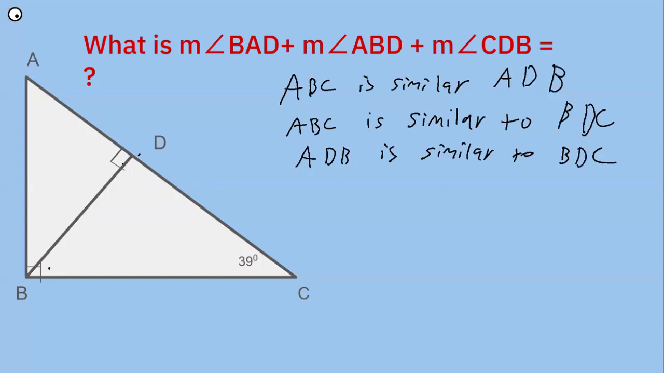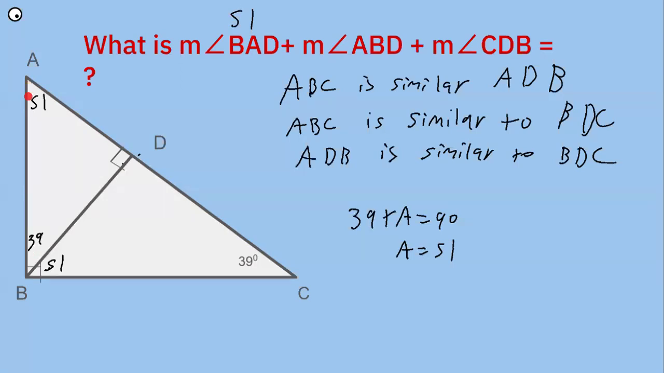So we want to find BAD, which is just angle A. Let's use that 90 rule, where this angle plus this angle have to equal 90. So it's going to be 39 plus A equals 90. So A equals 51. That means this angle here is 39. That means this angle here is 51. So let's find what we're looking for. BAD is 51.